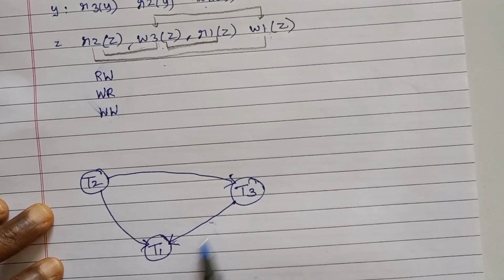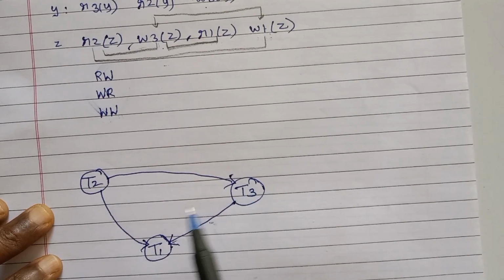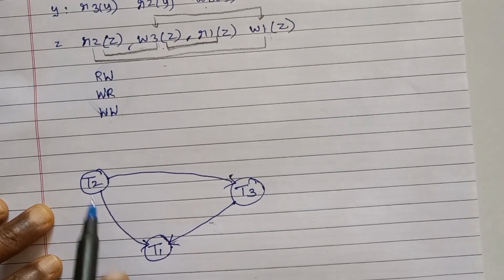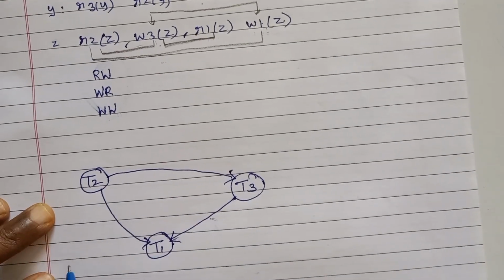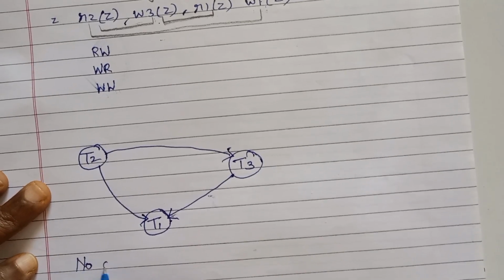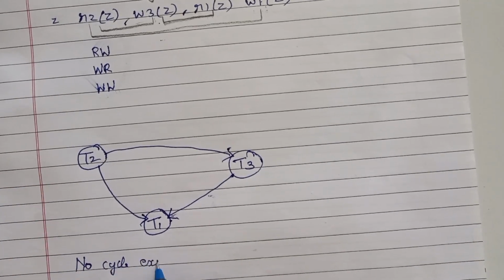Okay, so from this precedence graph, do you have a cycle? See, you have T3 to T1, T2 to T3 is there, but T2 to T1 only is there. It is not like a cycle. It should be from T1 to T2 for it to be a cycle, but it is T2 to T1. So there is no cycle. So here we can write, no cycle exists.